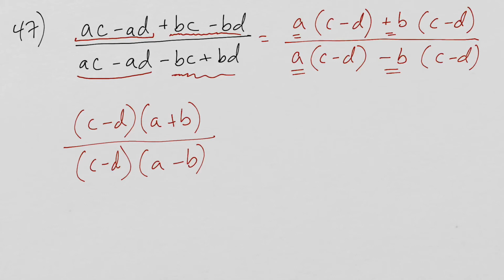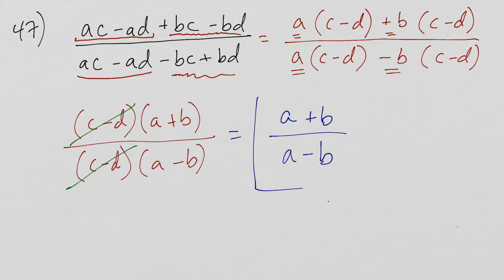Now when I look at this, I have a common C minus D factor that cancels, and I'm left with a plus b in the numerator and a minus b in the denominator. A couple of things. Don't put parentheses because those would be redundant and not simplified. And the second thing is I cannot cancel those a's because those are terms. Same with the b's. So this is a completely simplified answer.